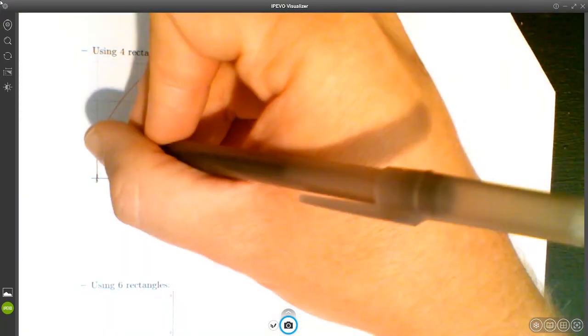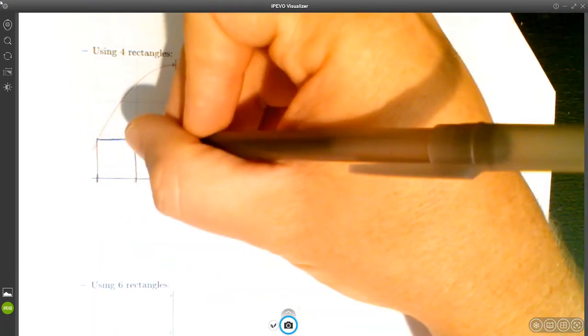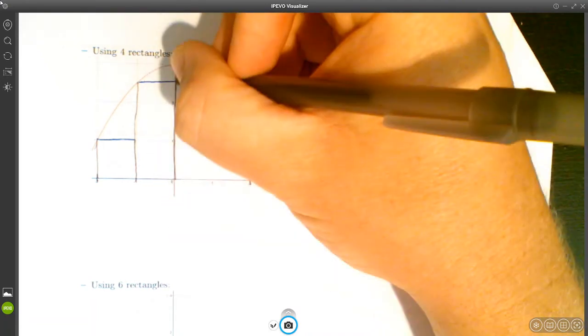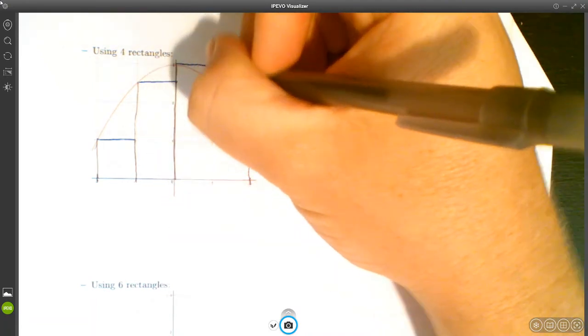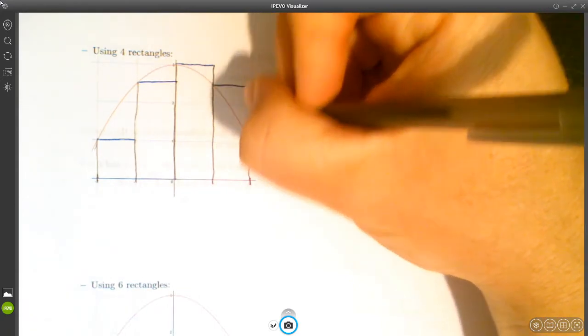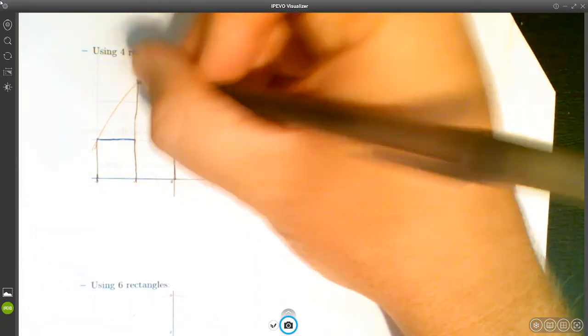So obviously, if I stick with left endpoints, I'm going to have this for my first rectangle. I'm going to have this for my second one. This for my third one. And then this for my fourth one. Okay? Always using the left endpoint of the rectangle.